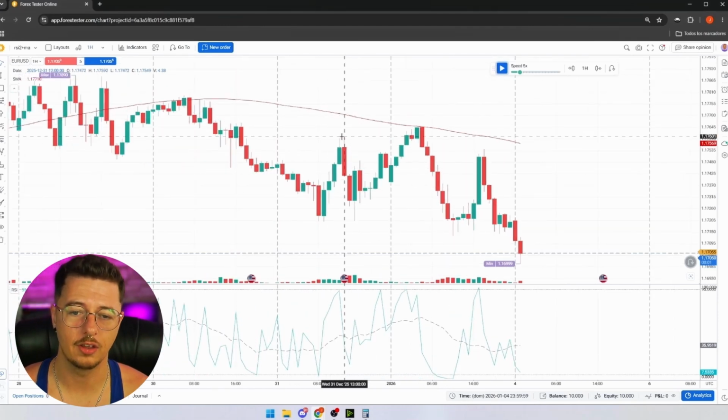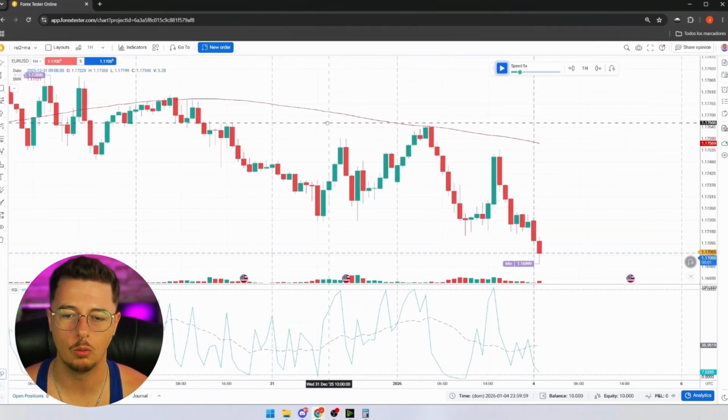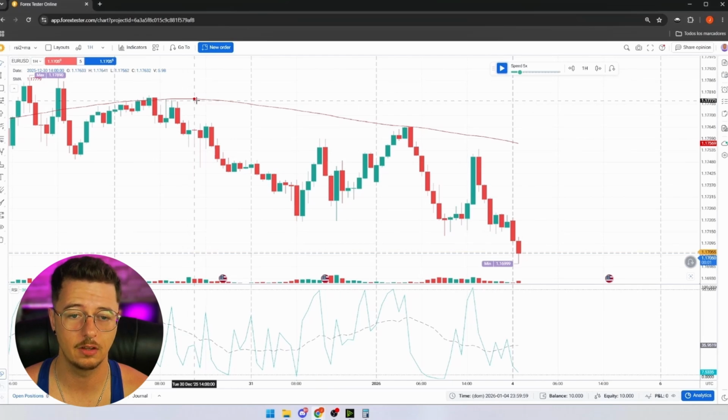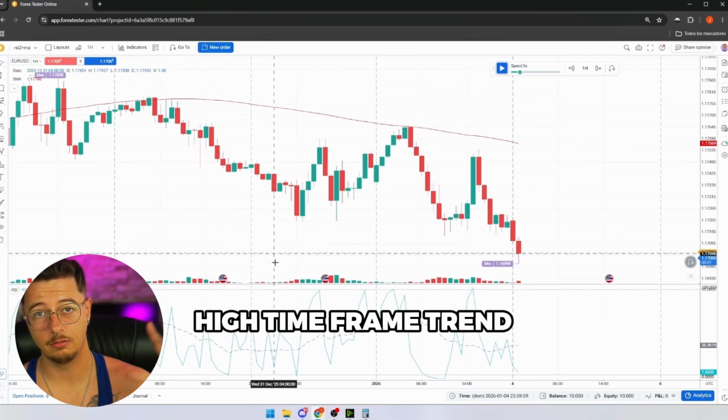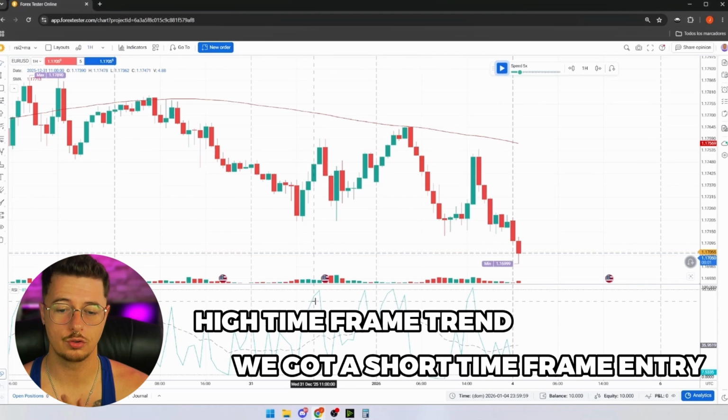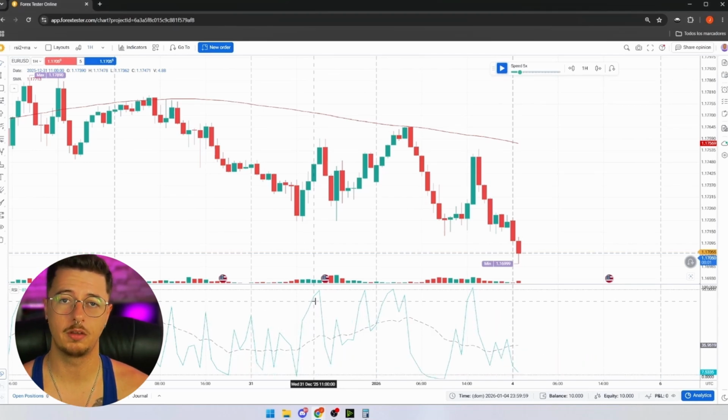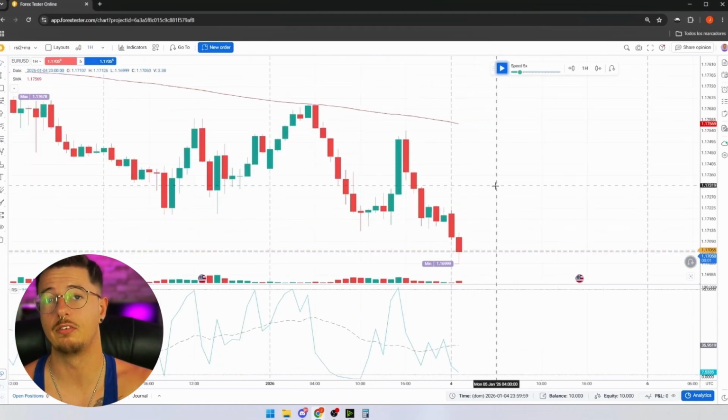So now we've got this set in, this combines really well with the RSI, because at the end of the day we have a high time frame trend, and then we've got a short time frame entry. So basically we're always going to be following this trend.